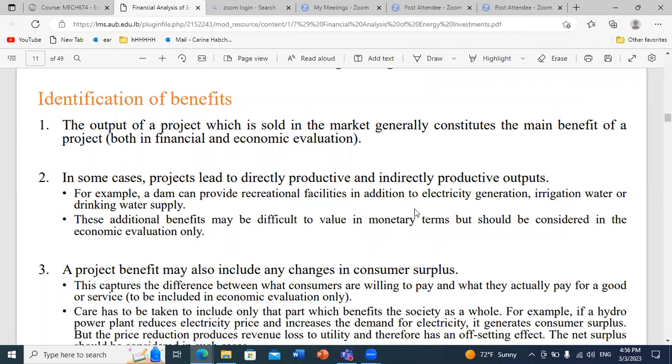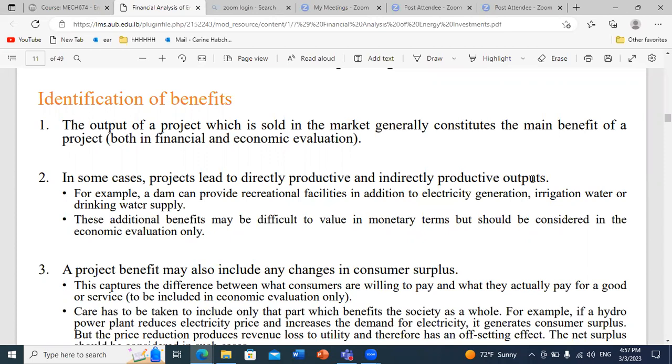So, for example, a dam can provide recreational facilities in addition to electricity generation. So, for example, you can use it for irrigation water or for drinking water supply. All of these are facilities from which the society can benefit. So you should take them into economic analysis because any benefit to the society should be taken into consideration in economic analysis. While in financial analysis, you just take care of the main purpose. Let's say you want to produce electricity, your income will be the amount of electricity you will sell per month, and then you can determine what your benefit is.